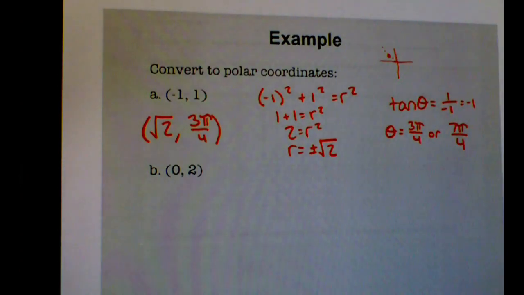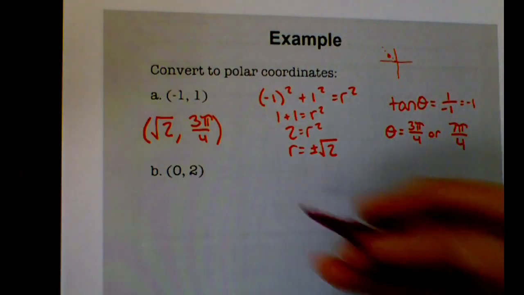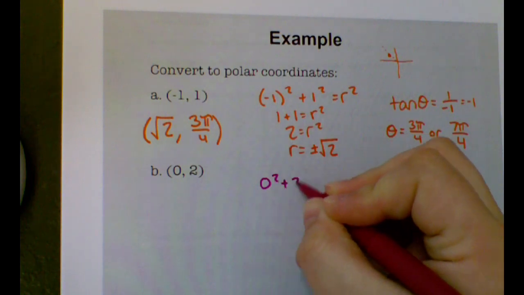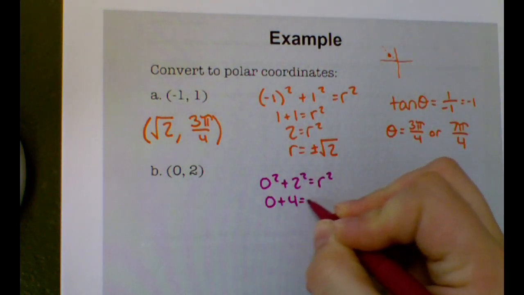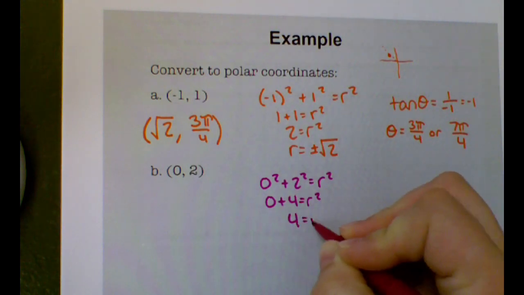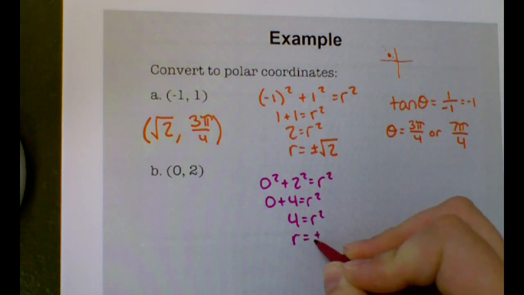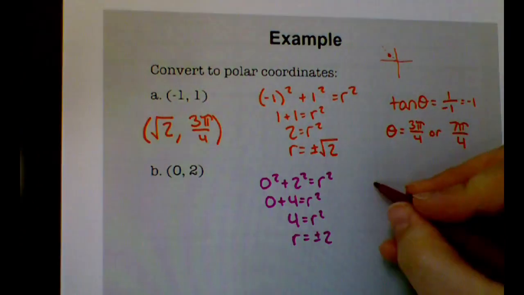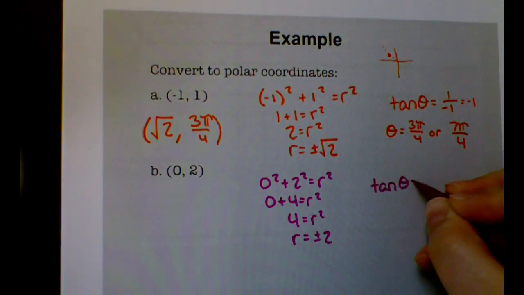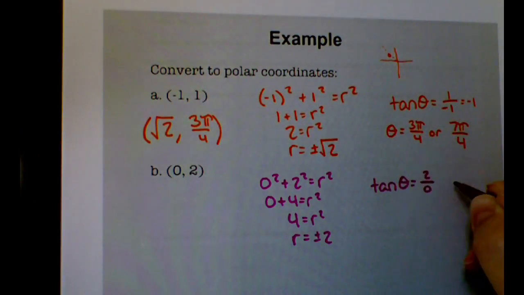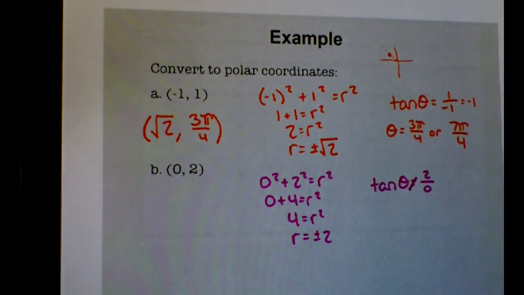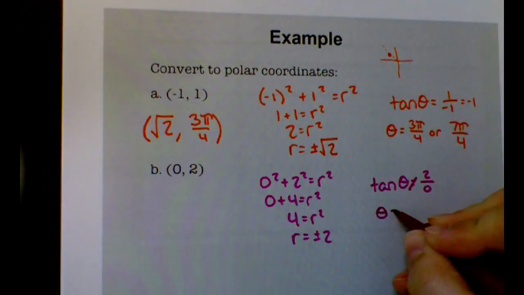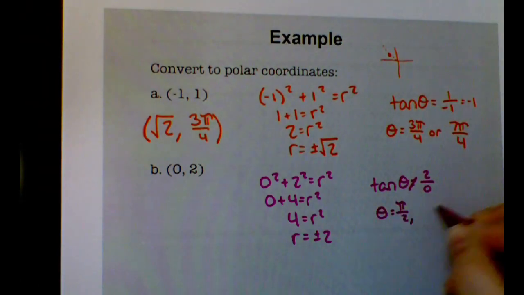All right, for the next one, 0, 2, we find our radius, which is 0 squared plus 2 squared equals r squared. So I get 0 plus 4 is r squared. R squared is 4, which means r is positive or -2. Then I say the tangent of theta is equal to y over x. Well, wait, 2 over 0 doesn't exist, so where does tangent not exist? Tangent doesn't exist at pi over 2 and 3 pi over 2.